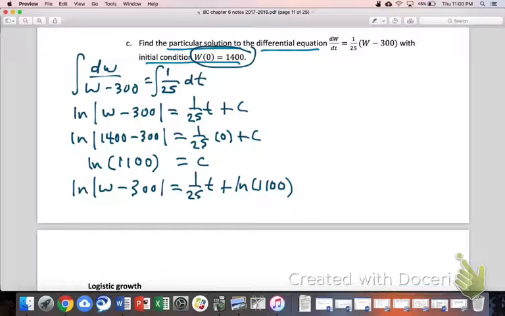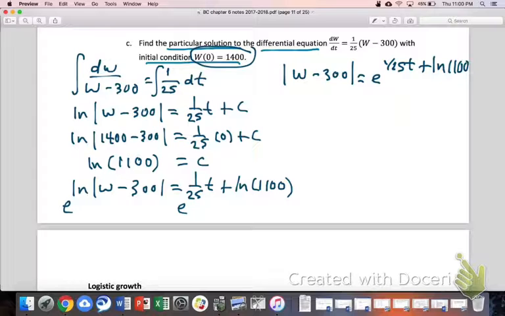My final couple of steps will involve solving for W, so I'm going to go e to both sides. When I do e to both sides, I'm going to get absolute value of W minus 300 is equal to e to the 1/25 t plus natural log of 1100. And then finally, I need to evaluate my absolute values. Remember back here when we used our initial condition, remember that we just got 1400 minus 300 is 1100. Of course, that's already positive. And so the absolute value of a positive number is just a positive number. So in other words, we didn't have to find the opposite of the input to evaluate the absolute value.